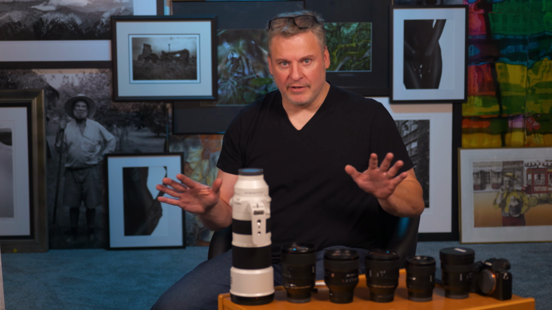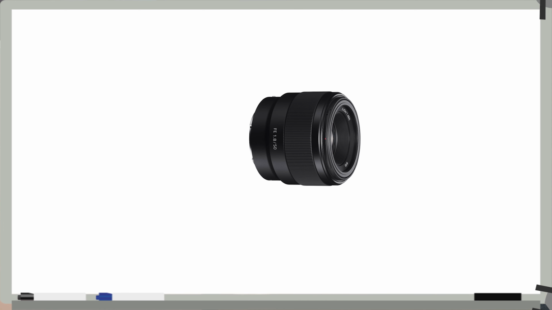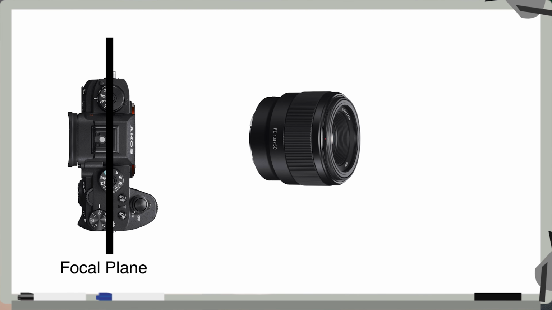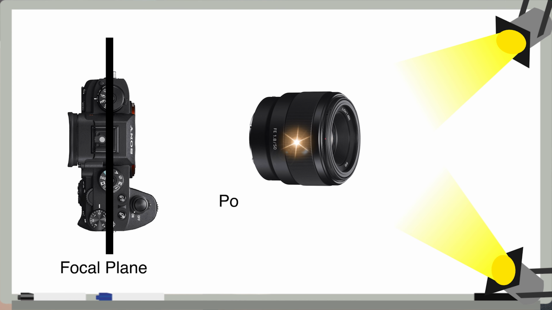Now, I am by no means an artist when it comes to drawing, but let's see what we can do with this whiteboard. Effectively, when you are focusing a lens, this is my lens here and the camera attached to it. There's the focal plane, this is the film plane. So as light enters the lens, it's focused to a single point. This is what's called the point of convergence, where all the light comes together. Imagine using the magnifying glass and being able to focus that light into a single point. That's the point of convergence.